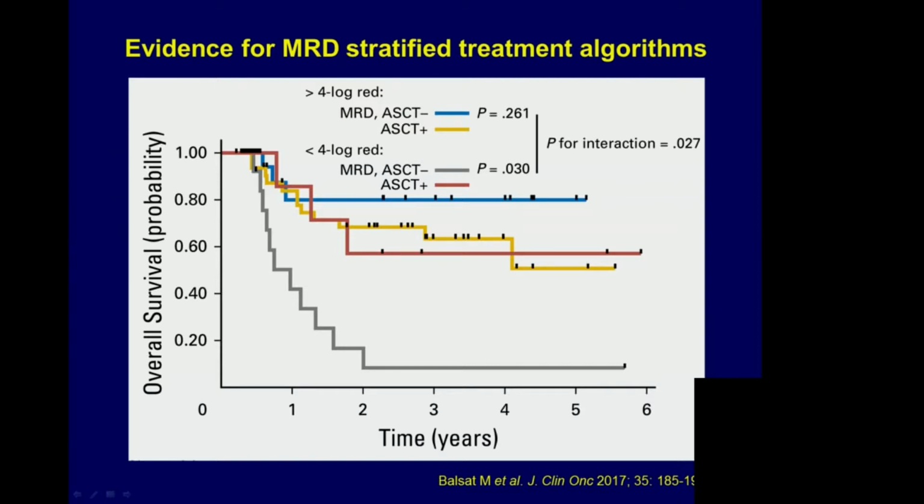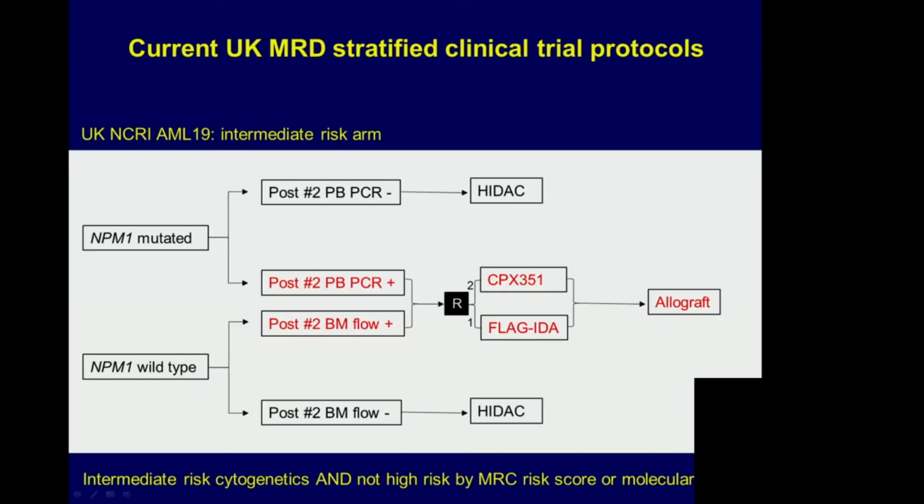So these findings really support the approach that we're using in the UK and actually many countries around the world, of using MRD status at certain checkpoints throughout treatment to allocate patients to more or less intensive treatment blocks. And just to give you a couple of ideas, I'd just like to show you the current outline protocols for the AML trials that we're using in the UK at the moment.